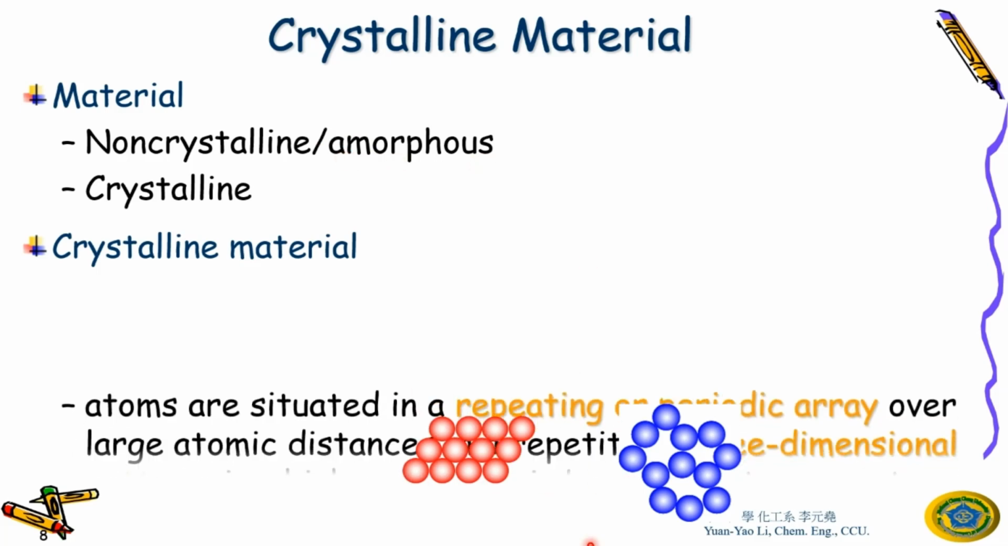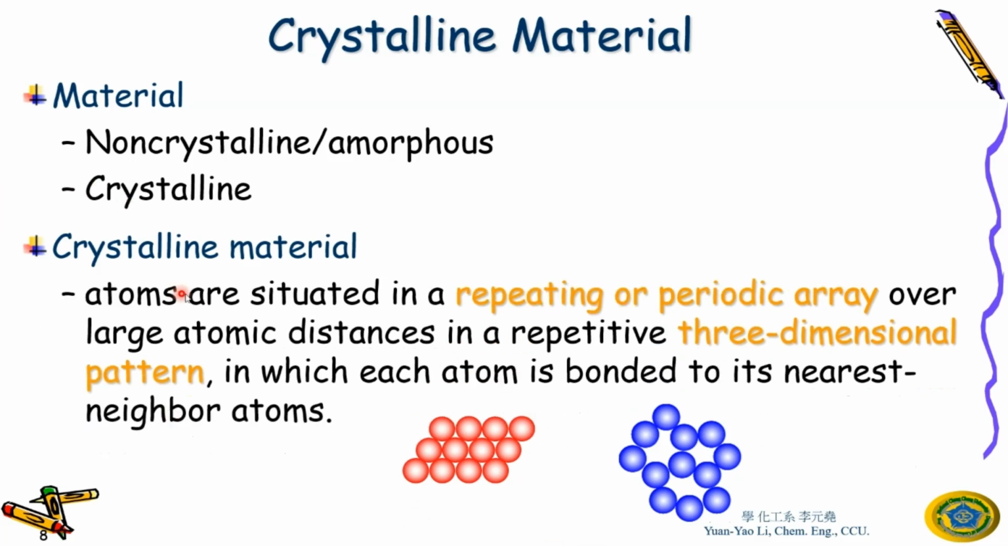So the definition of a crystal is that atoms are situated in repeating or periodic arrays over large atomic distances, in repetitive three-dimensional patterns. Remember, you have the three-dimensional x-axis, y-axis, and z-axis, in which each atom is bonded to its nearest neighbor atoms. So this atom is bonded with its nearest atoms, okay? So they have bonds.